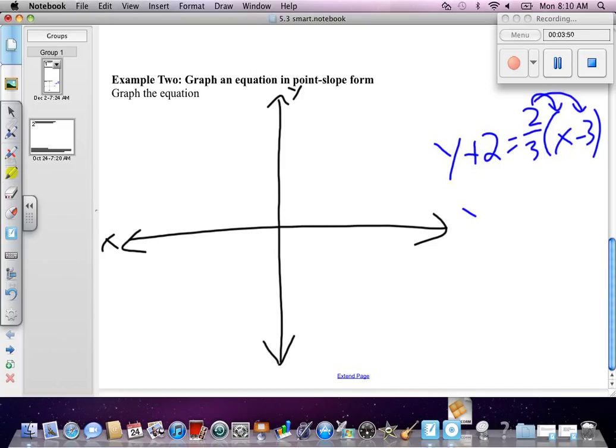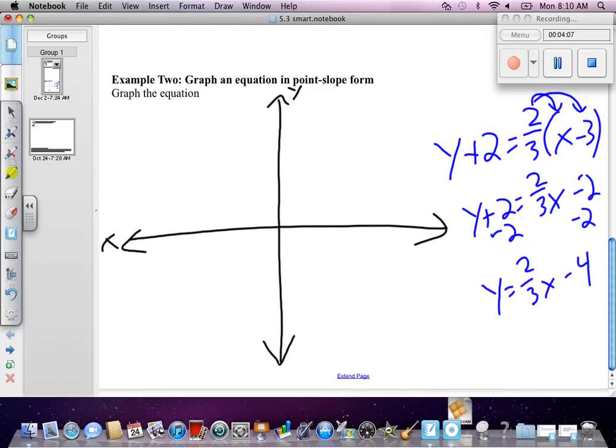So I get y plus 2 equals 2/3 x. 2 times 3 is 6, divided by 3 is 2. And then I'm going to subtract 2 from both sides. So I get y equals 2/3 x minus 4. Well, now it's easy. Now I go 1, 2, 3, 4, and I've got a dot. And then I go up 2, over 3. And then I can go up 2 more, over 3. And I've got a nice line right here.